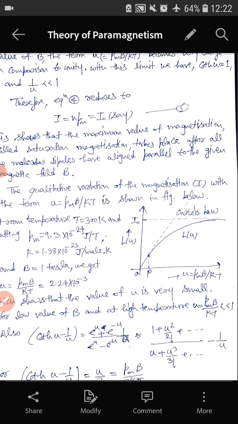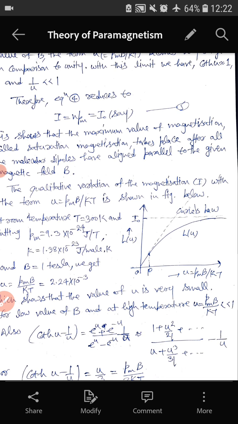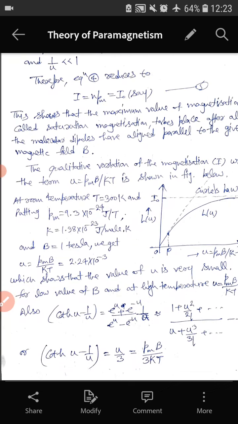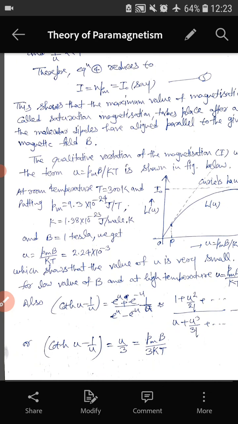So for the low value of B and at high temperature, now in the reverse case, this we have plotted for low temperature and high magnetic field. But now what case are we considering? We are considering the case of low value of B at high temperature. So in that case, u will be much less than 1. So this coth function can be written as (e^u + e^-u) / (e^u - e^-u) minus 1 by u. This will complete the Langevin function.